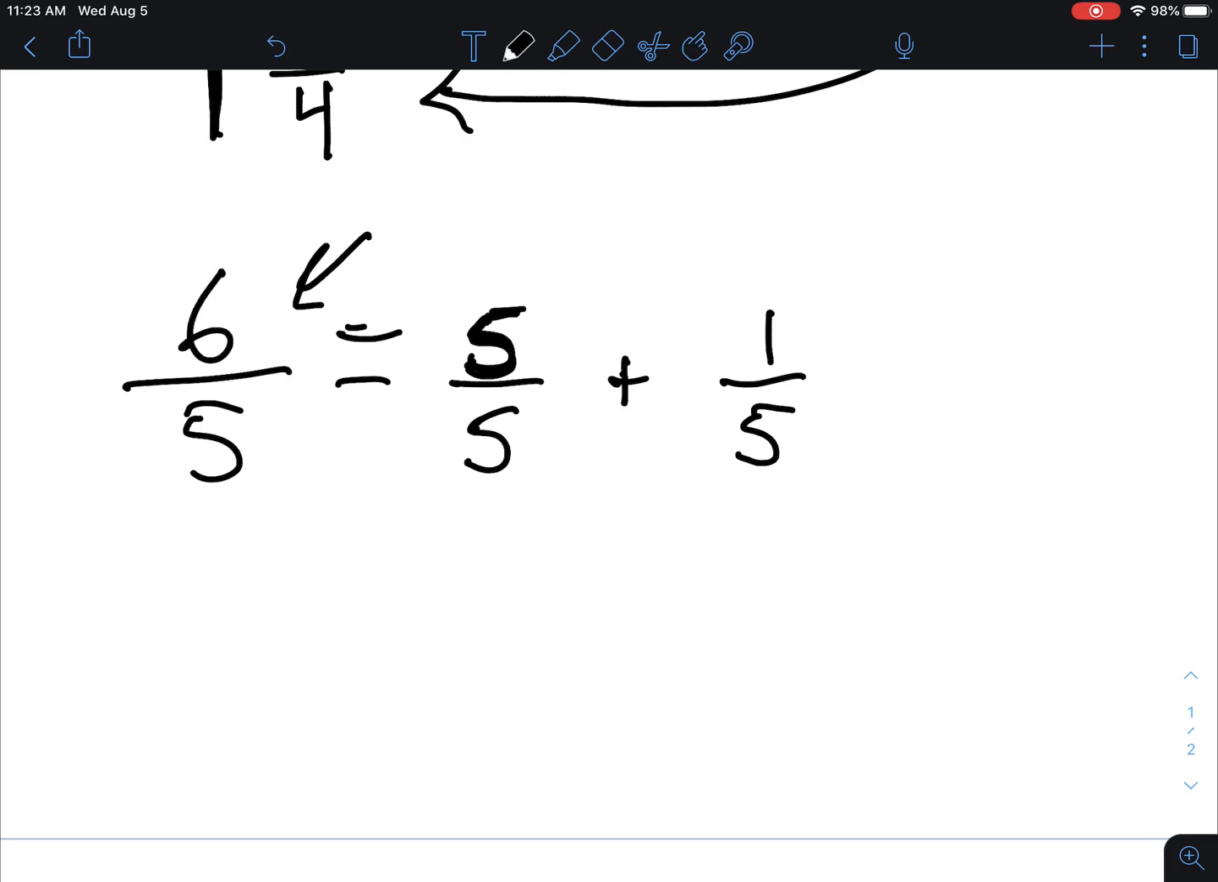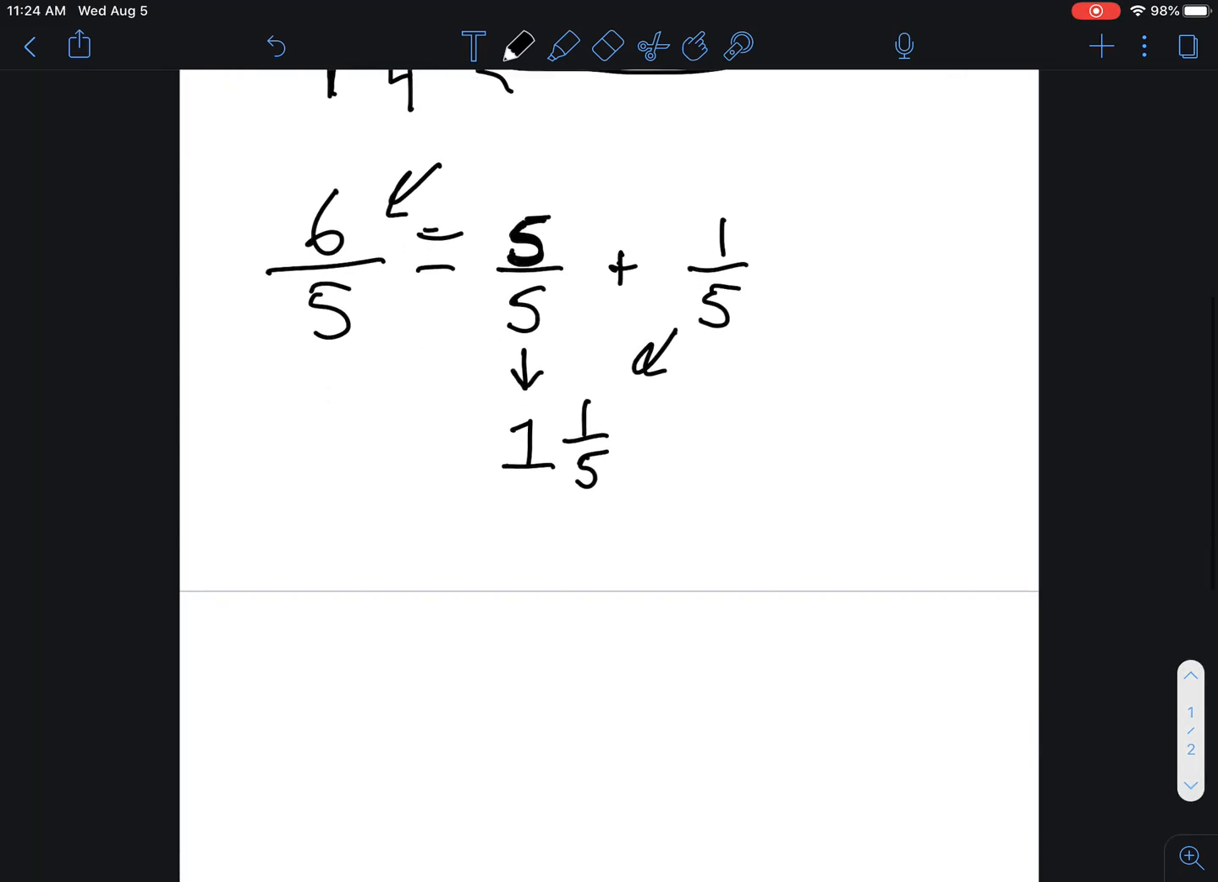So all you have to do to write your mixed number is you make that 5/5 into a 1, because you can't leave 5/5 as 5/5. You have to write it as one whole, and then you just put it together with your fraction, and now you've made your improper fraction into a mixed number.